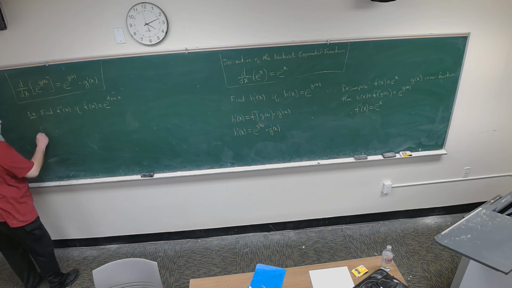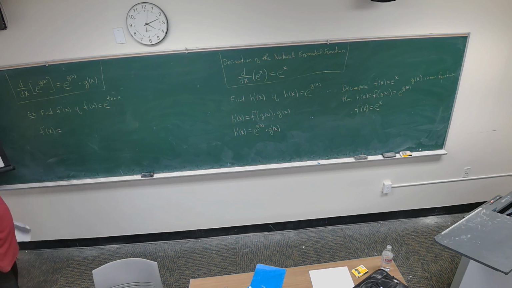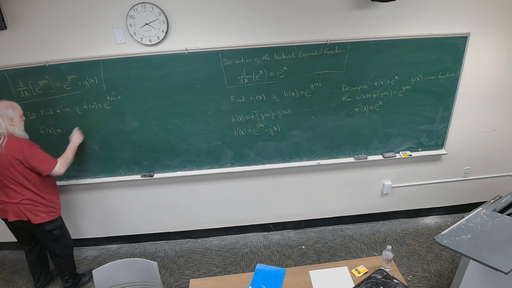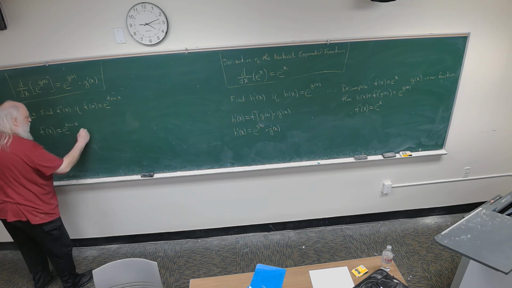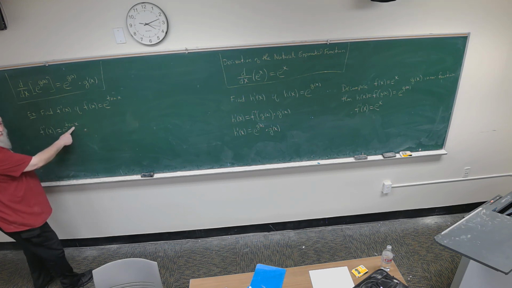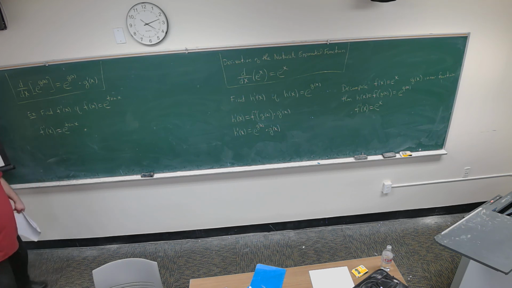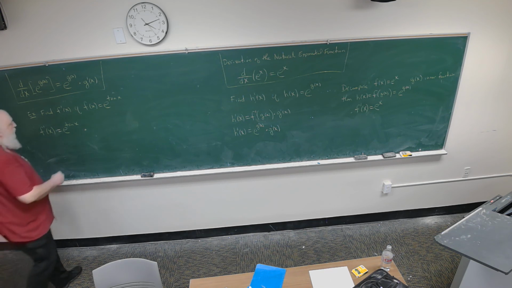Well, from the derivative, right, from up here, the derivative of f of x is equal to itself, e to the tangent x, times the derivative of tangent x. What's the derivative of tangent x? Secant squared. Secant squared x.